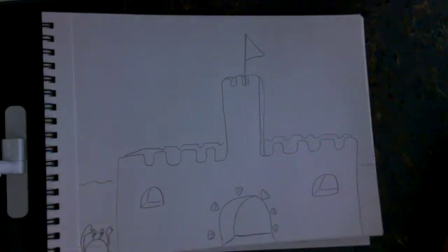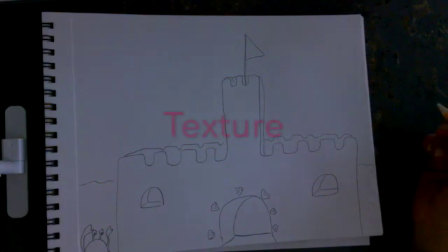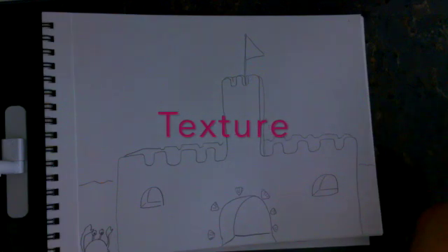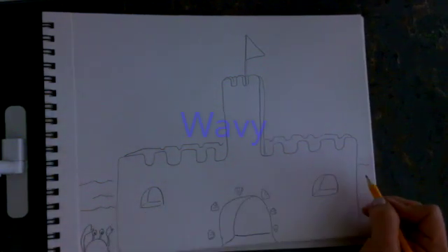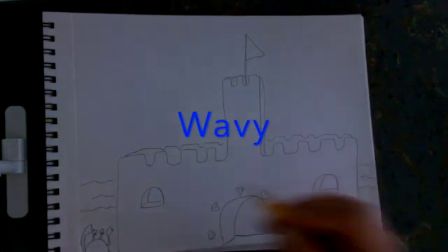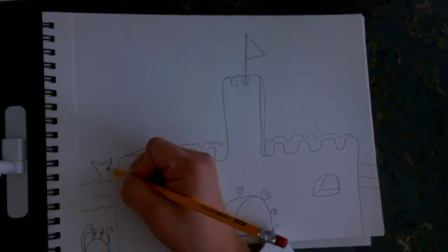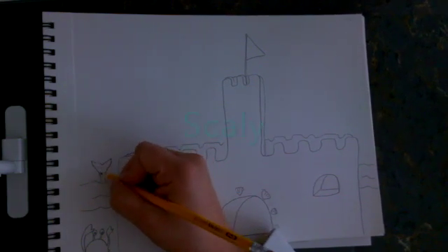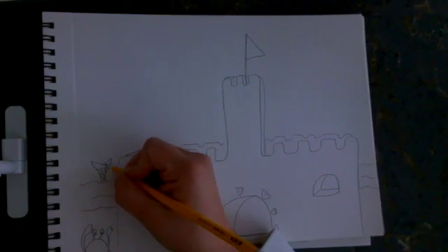So now that I have my sandcastle home drawing, I am going to think about what kinds of textures I can add. And if you remember, we were learning about textures earlier, and textures are how something feels or looks like it might feel. So for water, I could do some wavy lines. Maybe there would be a mermaid tail flying out in the water in the ocean, and mermaids would have a scaly texture. So I could do some scales.